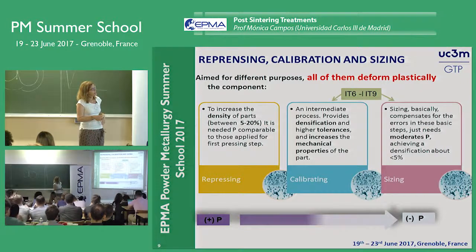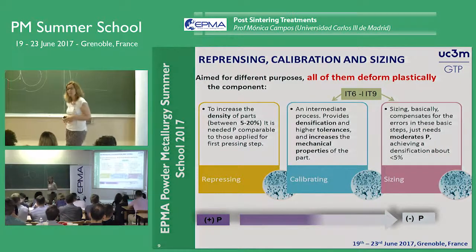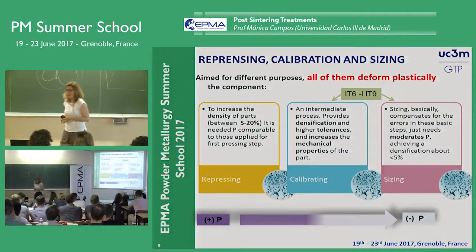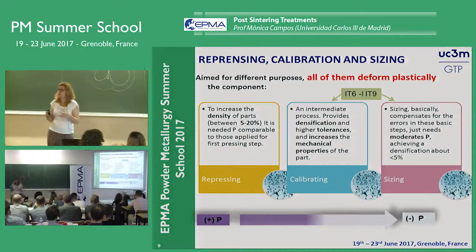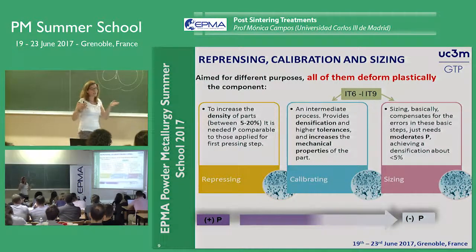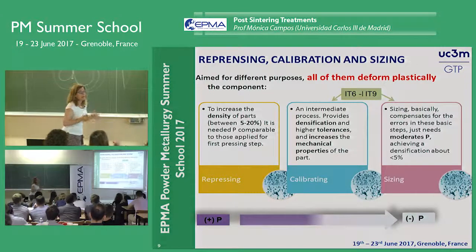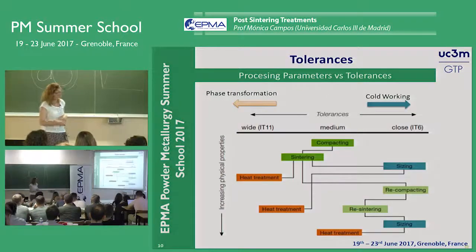Sizing, I think, is the most frequent step that is included in the PM route, because we can adjust the tolerance. Maybe the densification that we are going to improve, the level of the densification is relatively low, because maybe we can expect 2–3% more of densification. But the point here is not to close the porosity. The point here is to adjust better the dimension of the component.